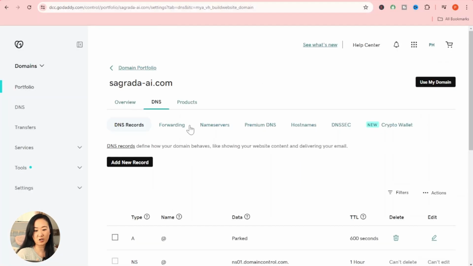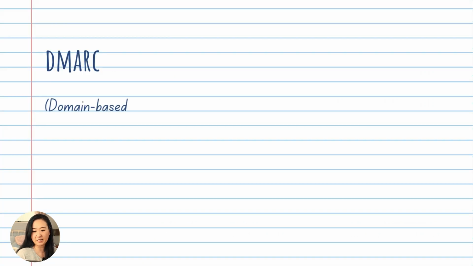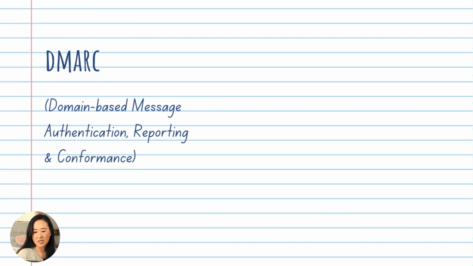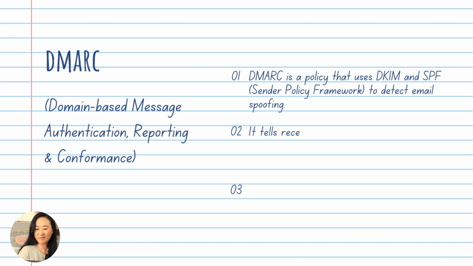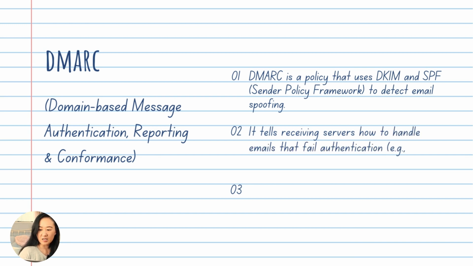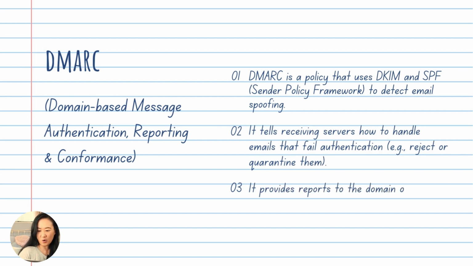The other one is called DMARC, which is Domain-based Message Authentication, Reporting and Conformance. DMARC is a policy that uses DKIM and SPF. It's not the sunscreen, okay? SPF, oh, funny. It's a standard policy framework to detect email spoofing. It tells receiving servers how to handle emails that fail authentication, for example, reject or quarantine them. It provides reports to the domain owner about email authentication performance and issues.